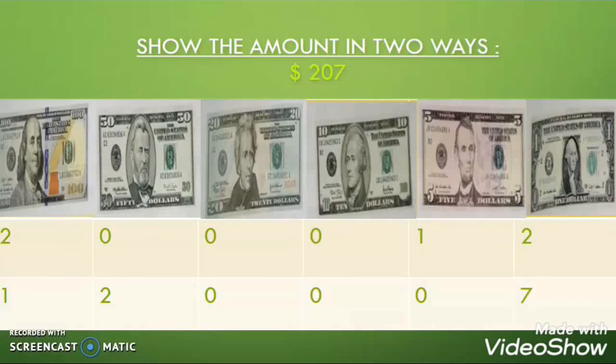So it's going to be 207. For the next one, I'm going to take 1 from the 100, so it's going to be 100, and 2 from the 50. 50 plus 50 equals 100. 100 plus 100 is going to be 200 now. So 0, 0, 0, and $7.